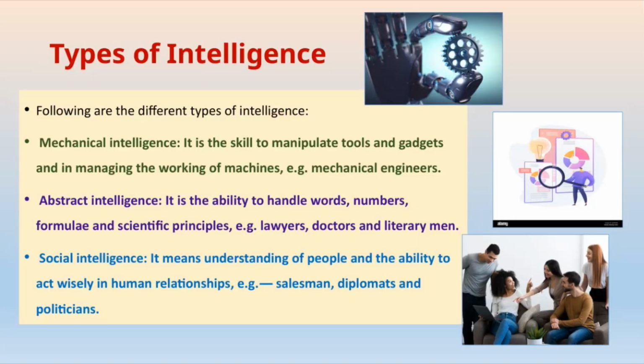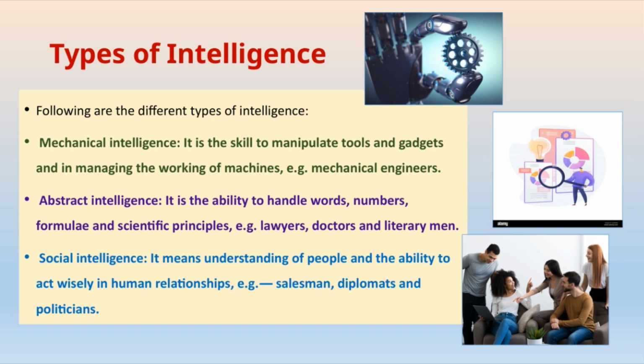Let's look at the different types of intelligence. First, mechanical intelligence refers to the skill of working with tools, gadgets, and machines. People with this intelligence, like mechanical engineers, are great at understanding how things work and fixing or building machines. Next, we have abstract intelligence.